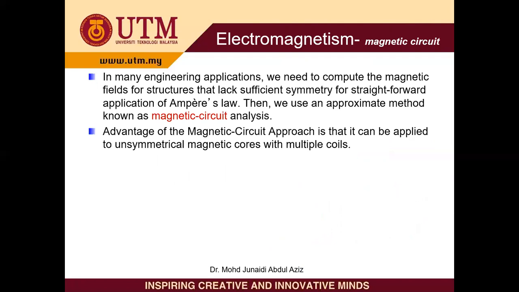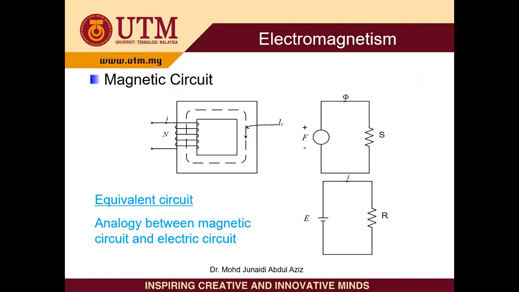This is the theorem under magnetism. We want to go for the magnetic circuit. So this is the magnetic circuit, and usually we want to analyze the magnetic circuit. We try to have some analogy to the electrical circuit, so that the analysis becomes easier. So this is a magnetic circuit.